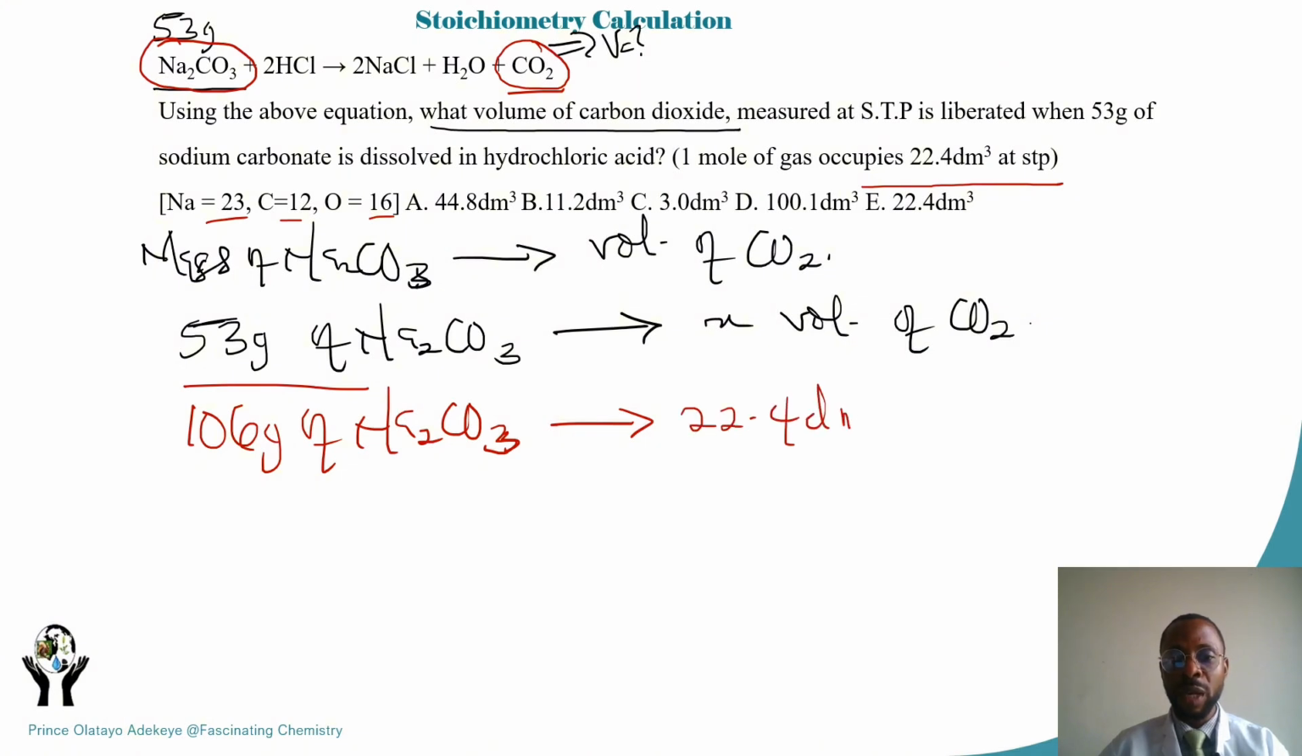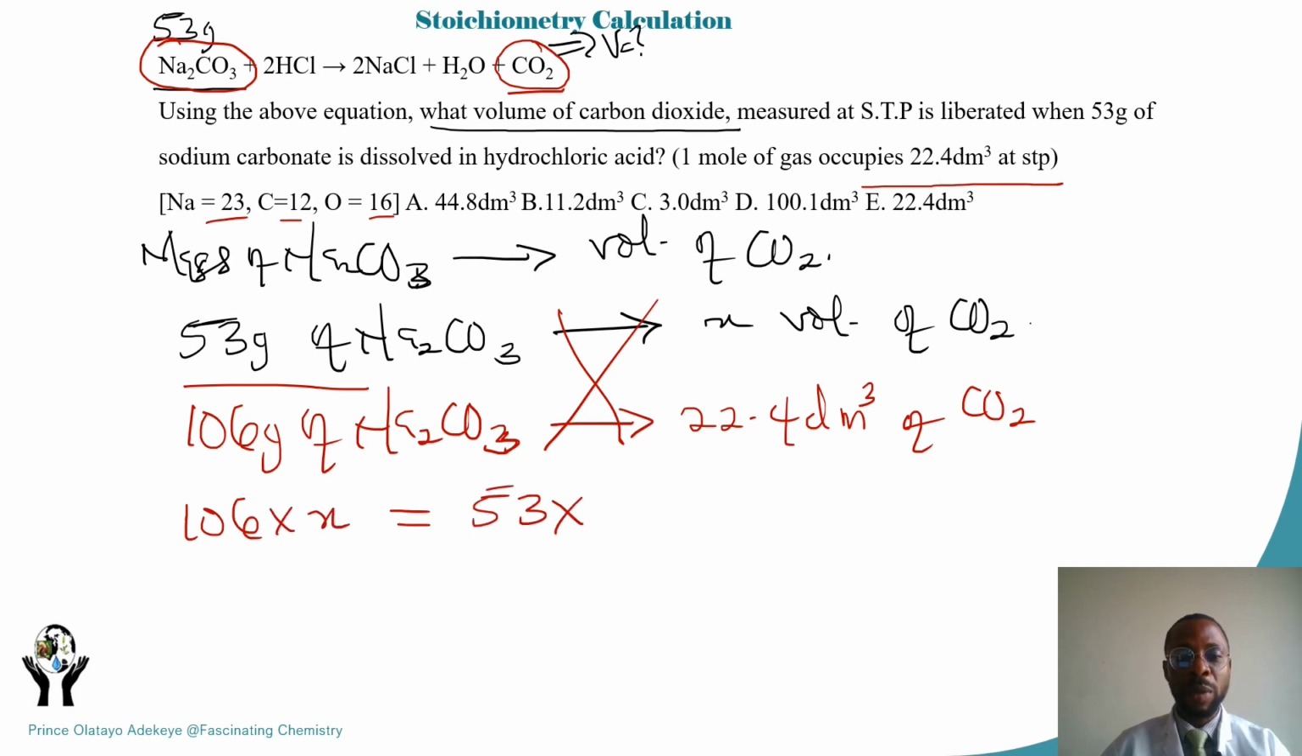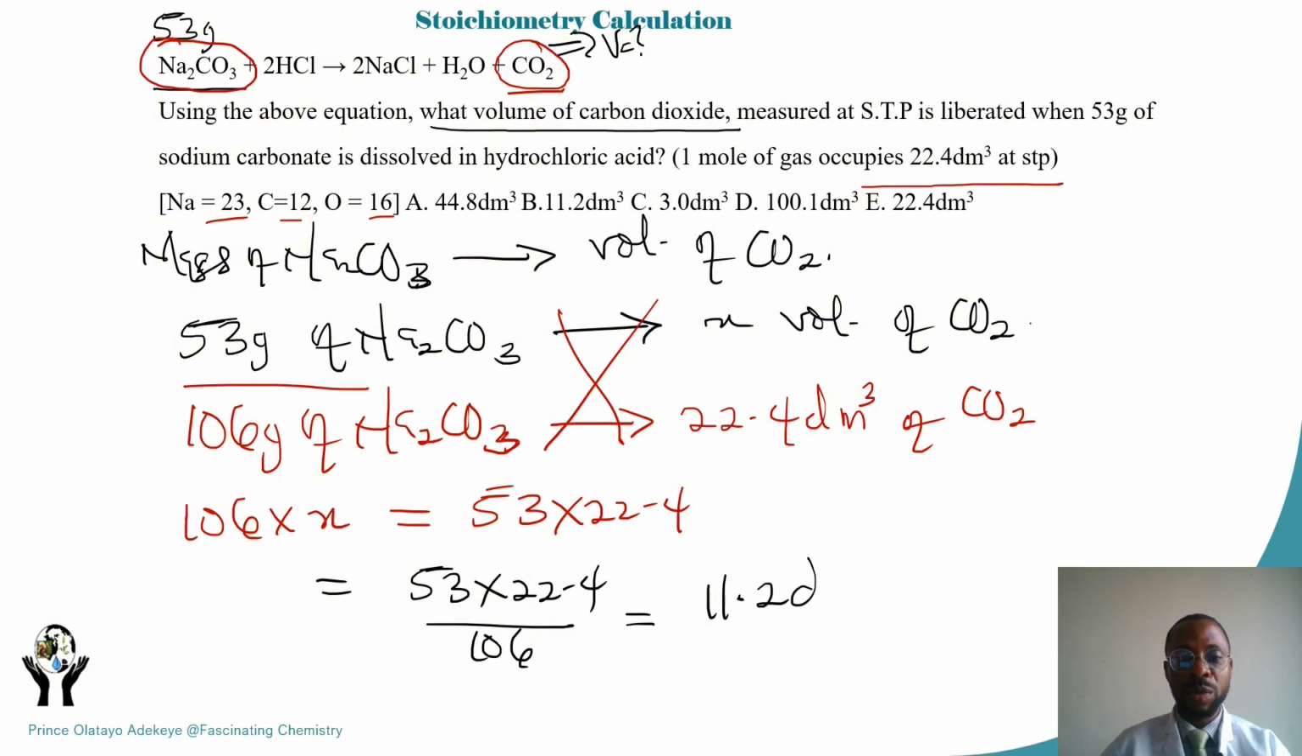22.4 dm cubed. Had it been we have 2 moles of that gas, we have to multiply this volume by 2 of CO2. So with this, the problem is half solved. So you cross multiply, and you are going to have 106 multiplied by x giving us 3 multiplied by 22.4. Then from there, you are going to have x equals 53 multiplied by 22.4 over 106. And that, divided by 2, will be 11.2 dm cubed of CO2.